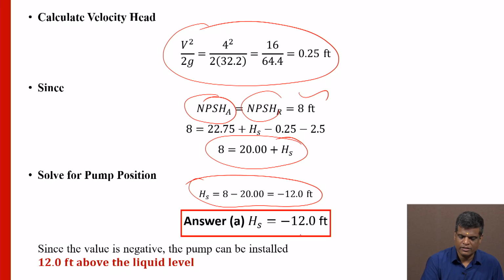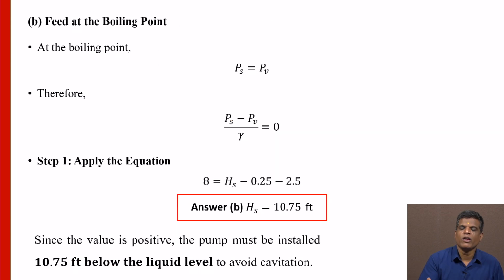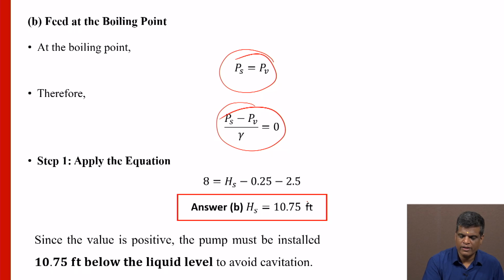Since the value is negative, the pump can be installed 12 feet above the liquid level because of the negative sign. So we have to install the pump above the liquid level. If it is at its boiling point, both are the same, PS equals PB, the vapor pressure equals this one, then automatically this term becomes 0. Then HS is 10.75 feet. It is a positive value, so the pump should be below the liquid level to avoid cavitation. Basically it decides where we want to keep the pump, whether below or above, to avoid cavitation.